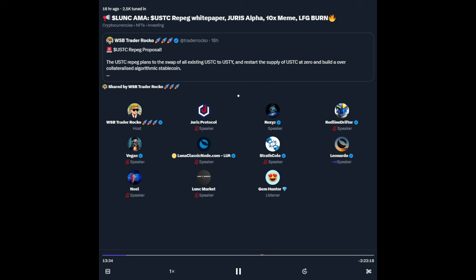Yeah, no problem. And then the USTC is going to be the new over-collateralized algorithmic stablecoin. What's the purpose of USTY? Well, USTY is almost like a bridge. At top level, there's a lot of value in USTC today. What you're doing is filtering through the crap, the zombie wallets, and taking the value and putting it into the new USTC. USTY is going to be around forever, because there's UST locked in the blockchain that's never going to go.